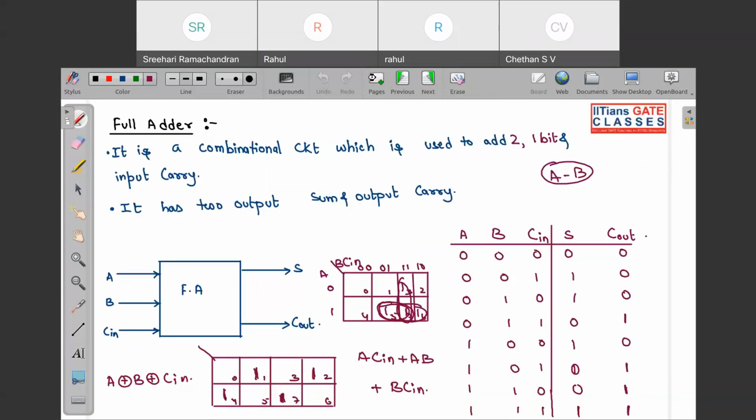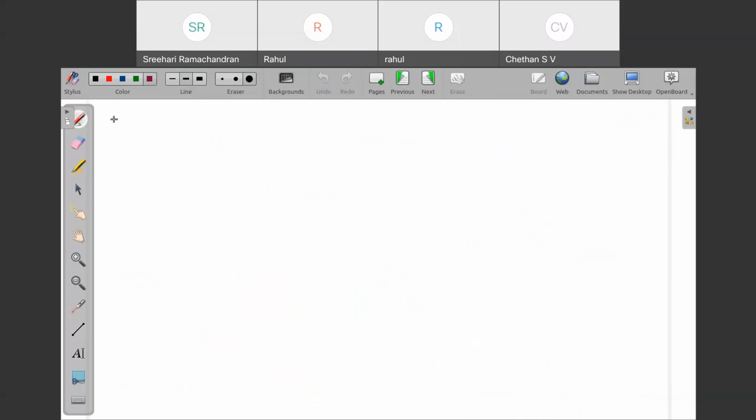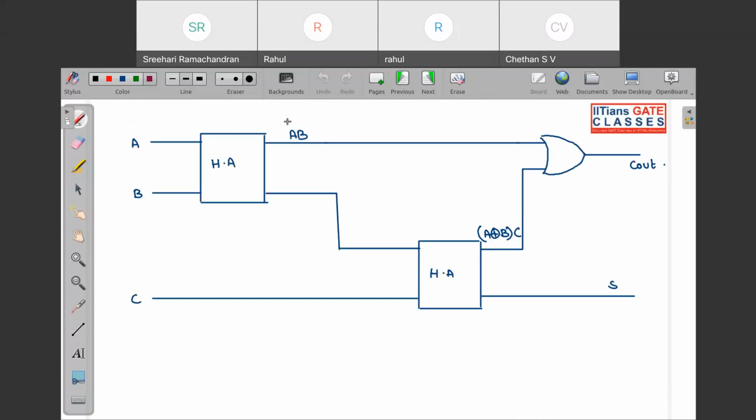One more thing I should have told you. C out, what did we get? A plus B, C in plus AB. Okay, we got this. One more thing we should have seen, that if you expand this, you might also be getting the following, so first let me make you understand over here.